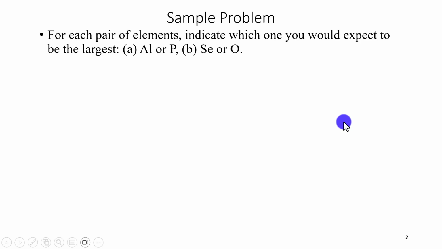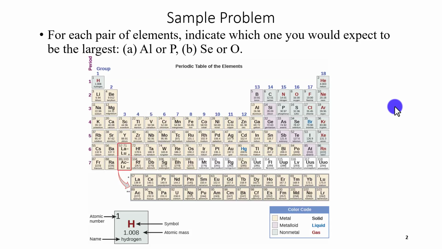The first thing that we need to do is to get a periodic table and look at the placement of these elements in the periodic table. And here they are. Here's aluminum and here's phosphorus. Once you locate these, you can then recall what the trend is and then figure out which one has the largest, or in this case, the largest atomic size. Go ahead and try A and B.